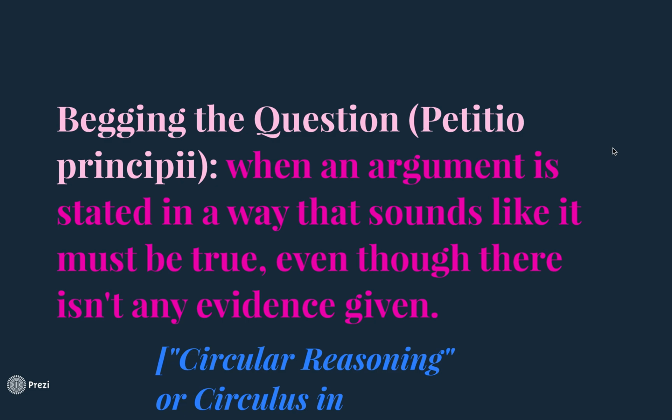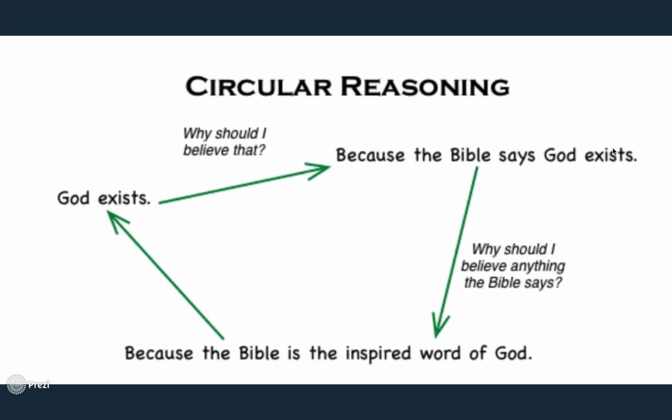Begging the question is when an argument is stated in a way that sounds like it must be true, even though there isn't any evidence given. A lot of this is circular reasoning. The classic example of circular reasoning is: God exists because the Bible says God exists because the Bible is the inspired word of God, and that proves that God exists. You're not actually providing any evidence. You're using distracting language to create, again, this perfect little circle.